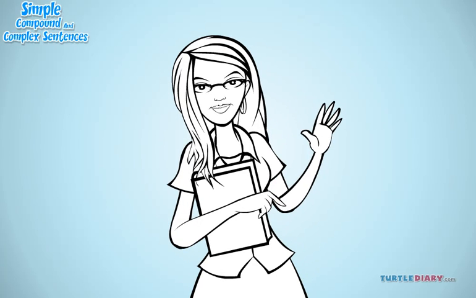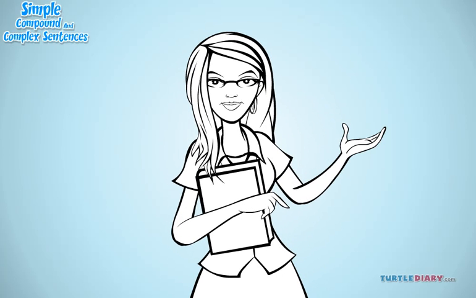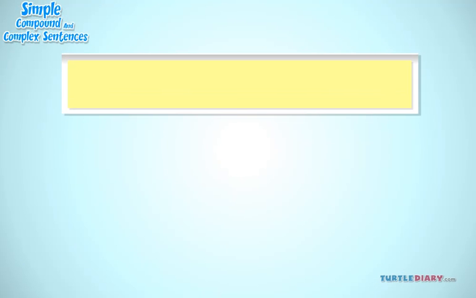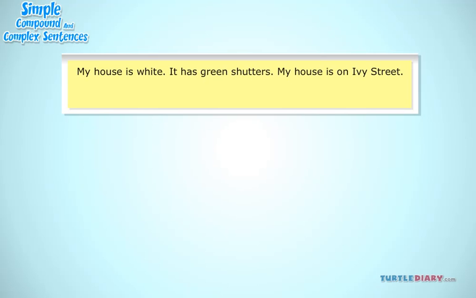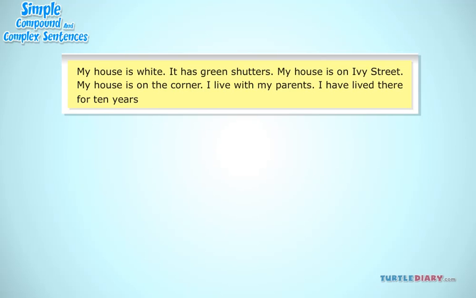Hi, kids. Look at this paragraph. My house is white. It has green shutters. My house is on Ivy Street. My house is on the corner. I live with my parents. I have lived there for 10 years. We are moving in May.